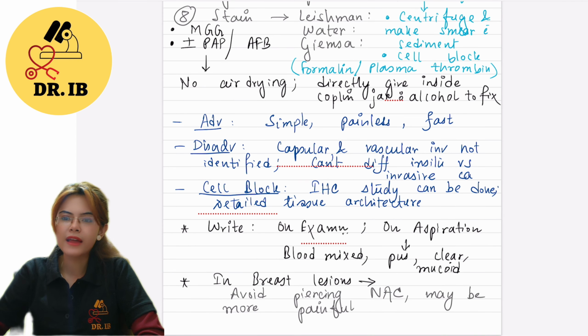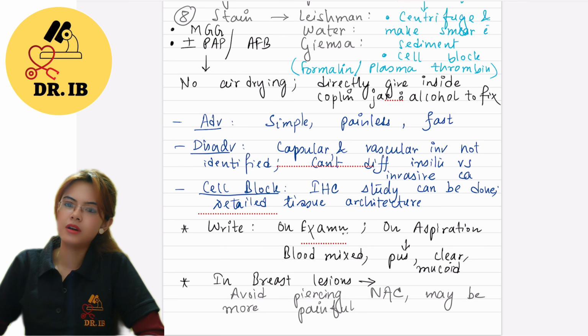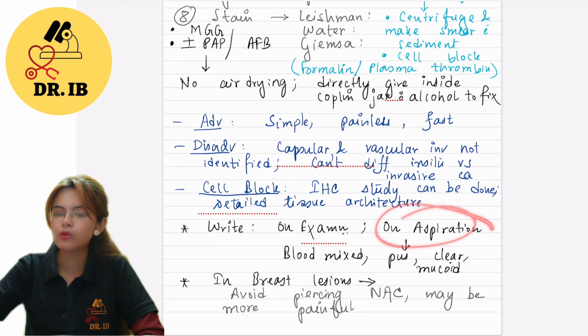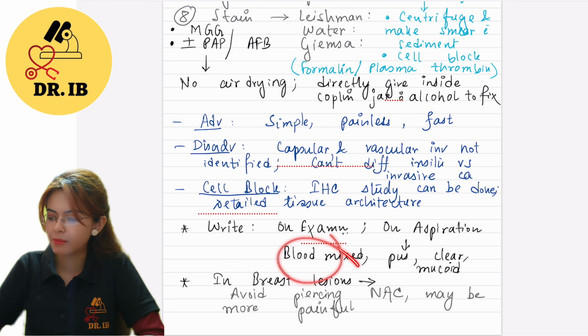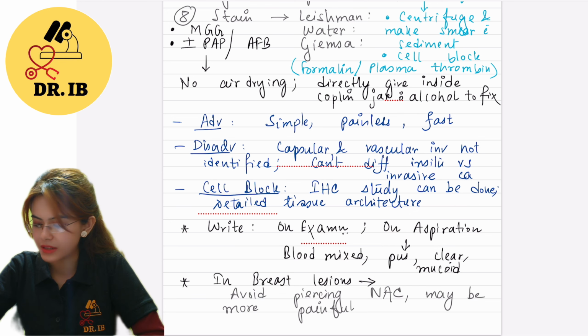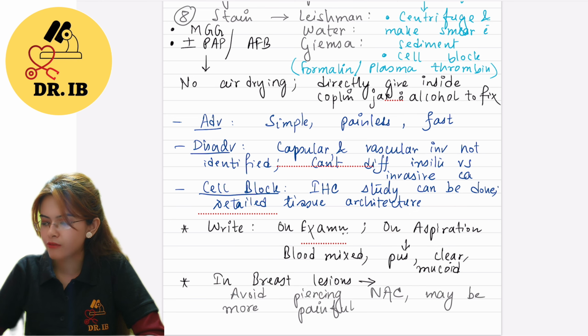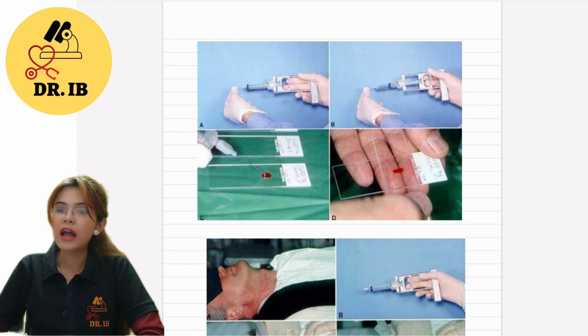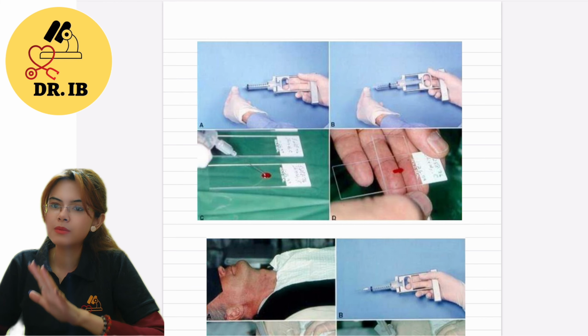Now, yes, we have to write on examination whatever the measurement of the swelling we have got, that we have to write. What you got in the aspiration, that you have to write, like blood mixed or pus or clear, whatever it is. And in breast lesions, you have to avoid piercing the NSC because that can be very painful. So I have mentioned all the possible points here.